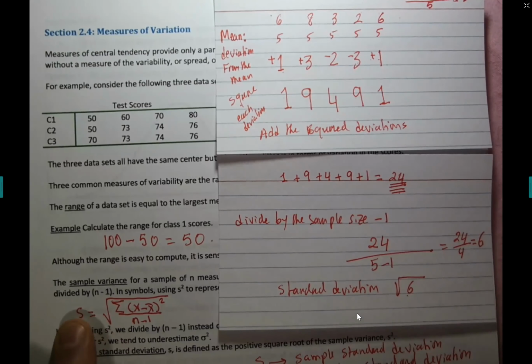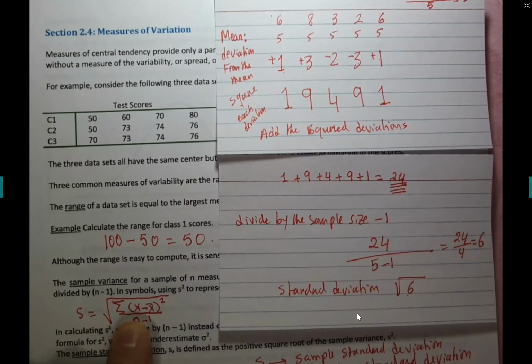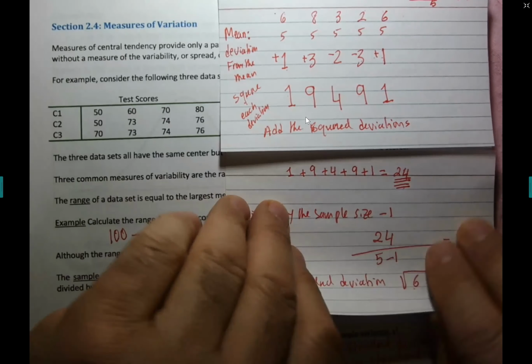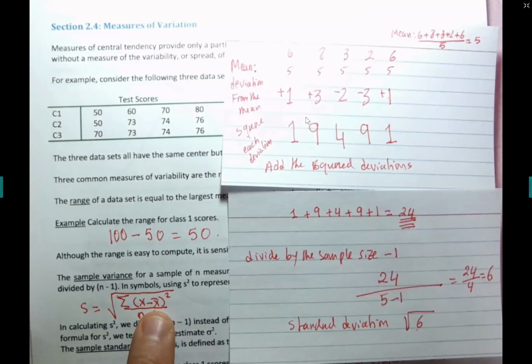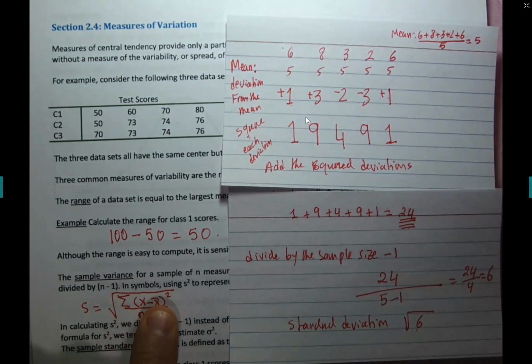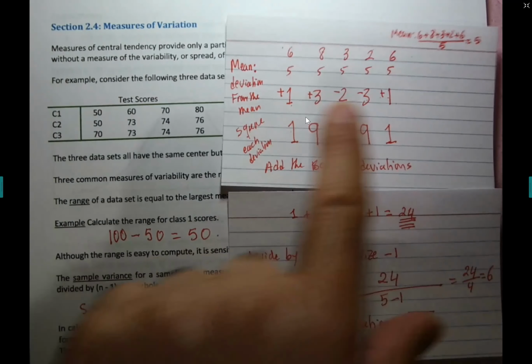So just to explain this formula, S, guys, stands for the standard deviation from the sample. It's called the sample standard deviation. What does that mean? X minus X bar means what we did here, guys, when we subtracted each value from the mean, right here. 6 minus 5, 8 minus 5, 3 minus 5, 2 minus 5, 6 minus 5. So this is what X minus X bar means. Then we square each one. This is why we have the square, guys. You see, we subtract and then we square.